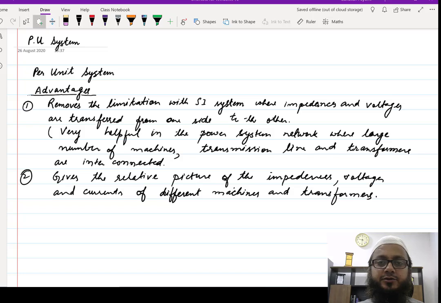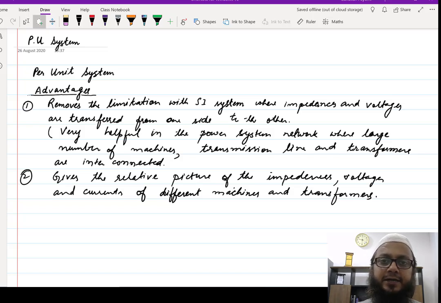Hello everybody. So today we will discuss the per unit system. This per unit system we actually use in a power system network where a lot of machines, that means alternators, transmission lines and loads, and transformers are all interconnected. We have seen a problem in previous lectures where they were solving a circuit with two transformers, one transmission line, one generator and one load, right?